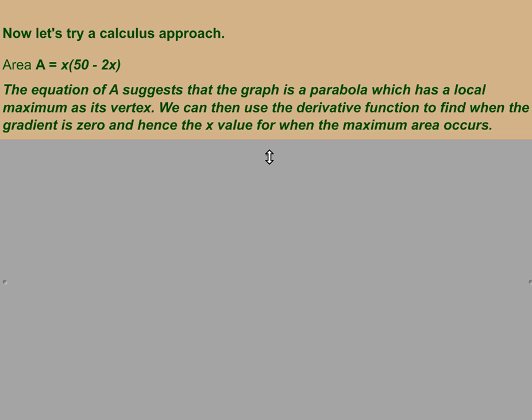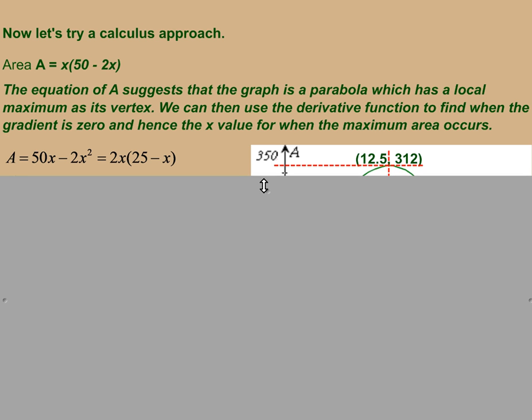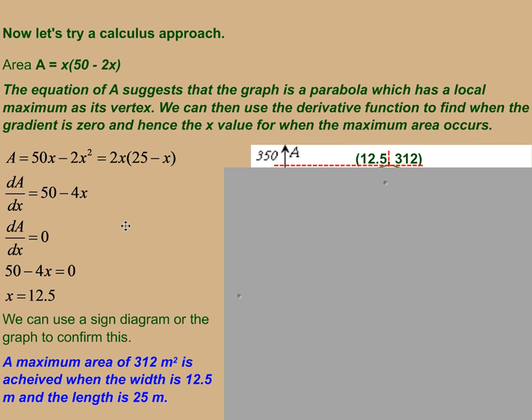So we can use the derivative to find where the gradient is 0, and hence find the x value for which that occurs. Here's our area expanded. Taking the derivative gives us 50 minus 4x. Putting that equal to 0 tells us that the turning point, or the stationary point, is going to occur at 12.5. Now, we can use a sign diagram, or we can graph this to confirm it.